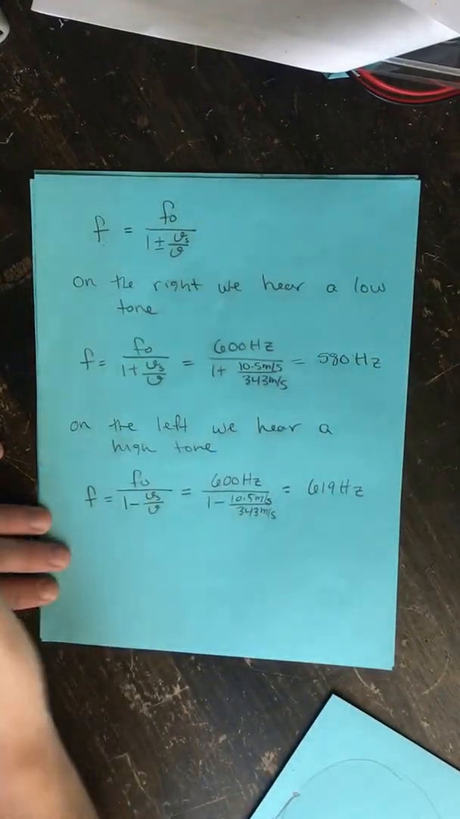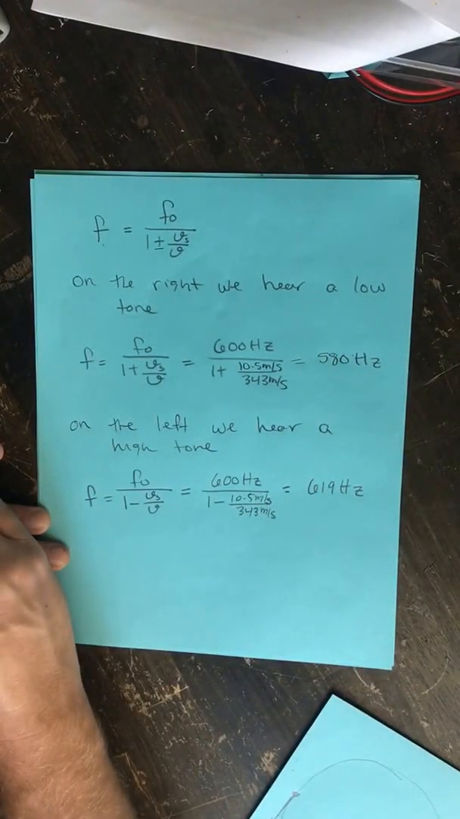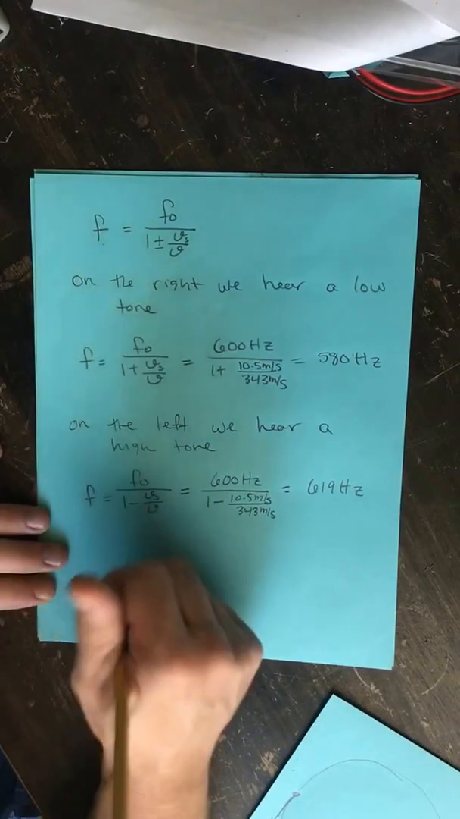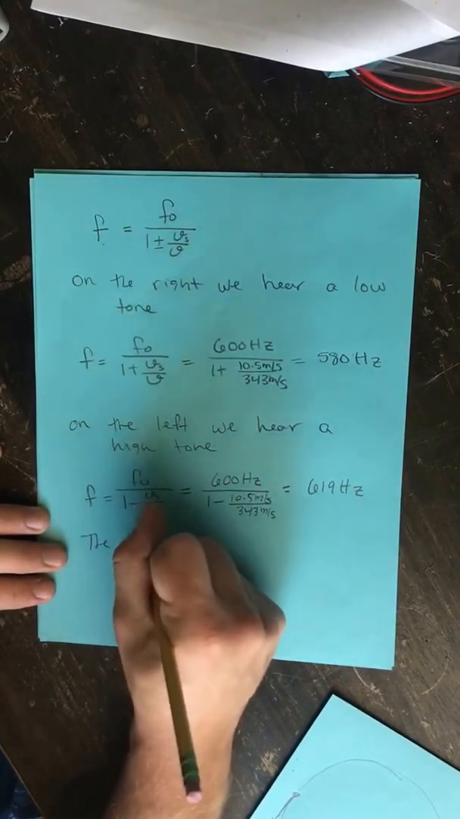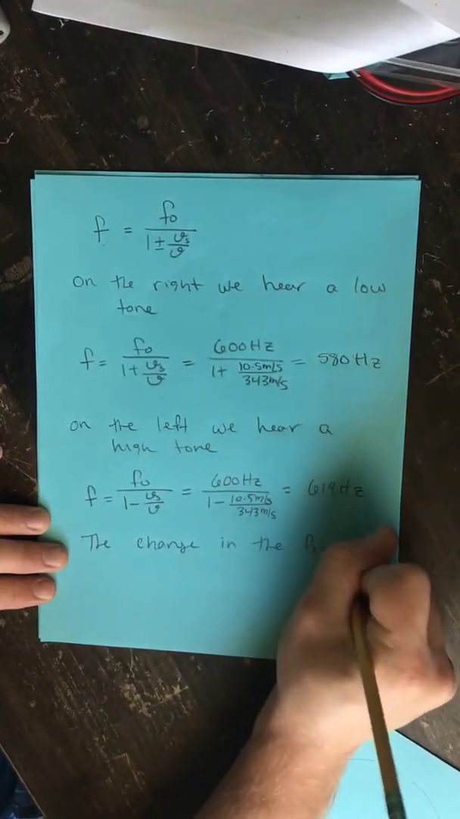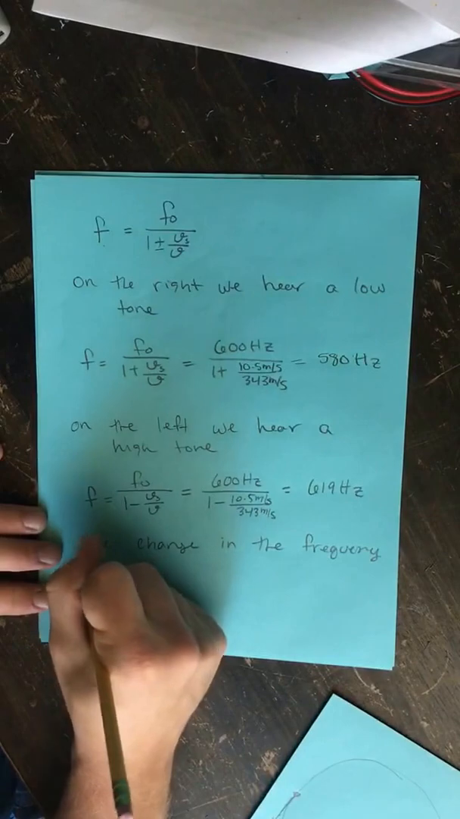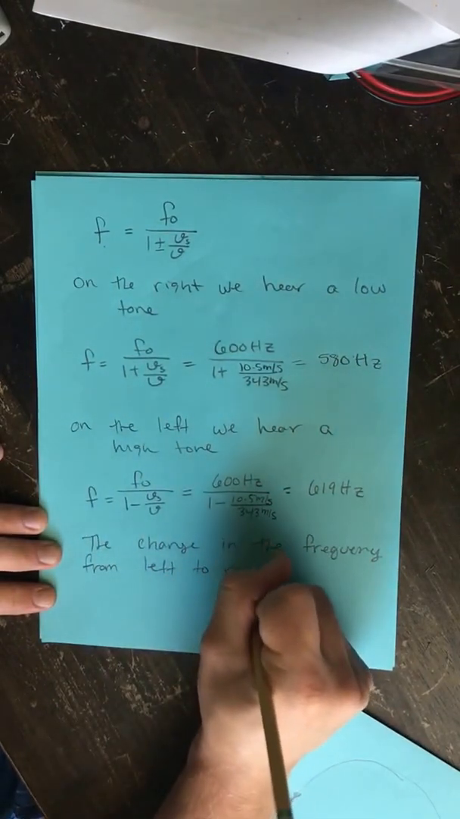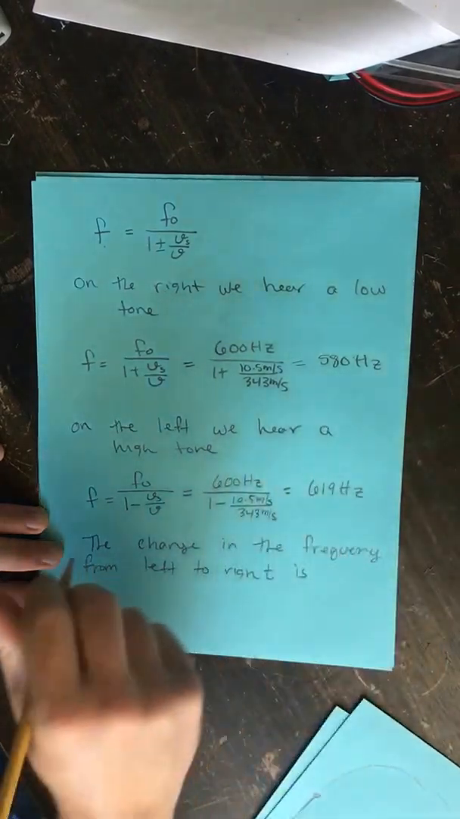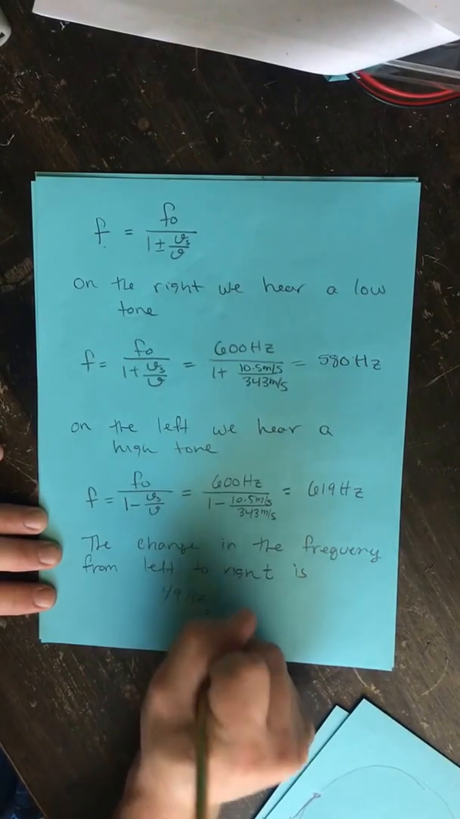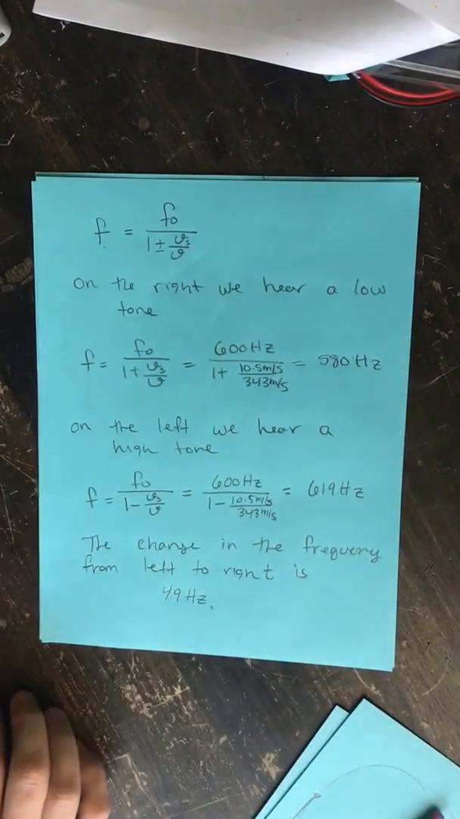So to answer the original question, what is the difference in the frequency between one side of the circle and another? That's just 619 minus 580. So the change in the frequency from the left side of the circle to the right is 49 hertz. And that is how you do Doppler effect problems.